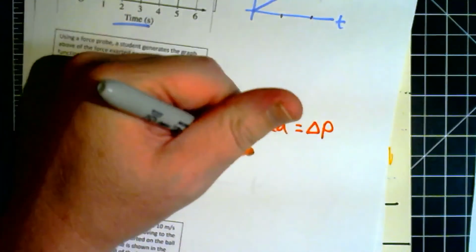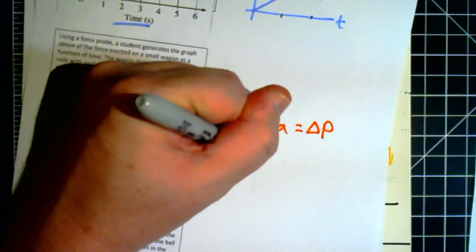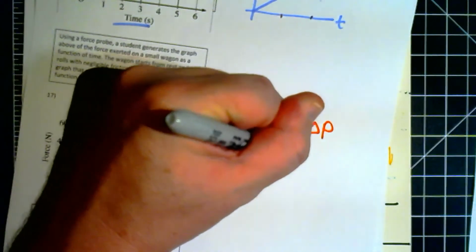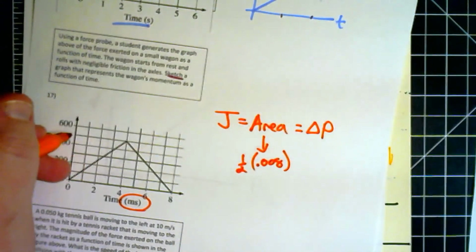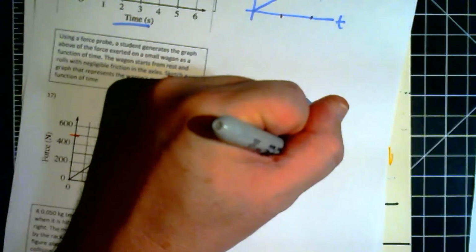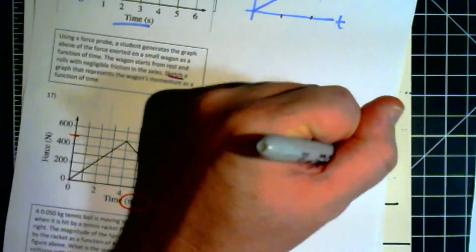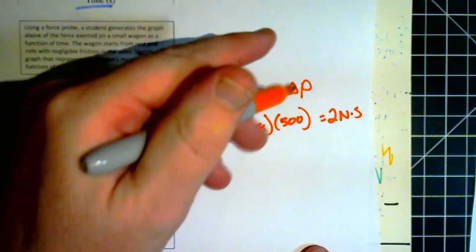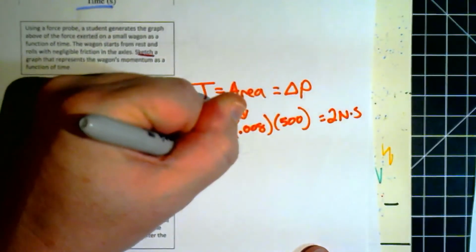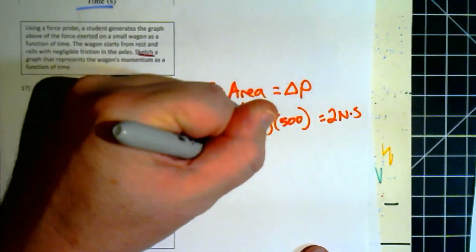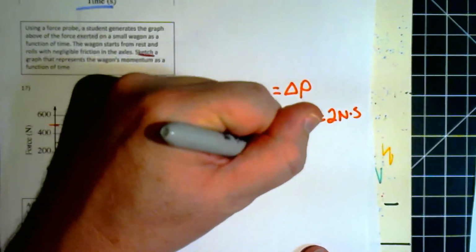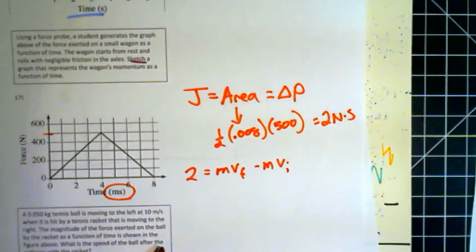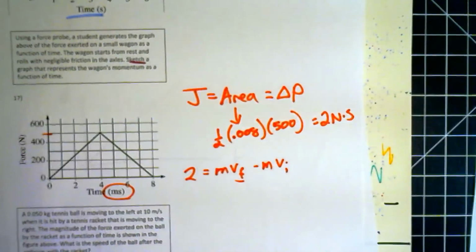So the area of this graph is 1/2 times the base, which is 8 milliseconds, so that's 0.008, times the height, which is 500. And so that's 2 Newton seconds. That's our impulse. And so I just need to set 2 equal to mv final minus mv initial. And so I know all these values except for the speed after the collision. So I don't know VF.